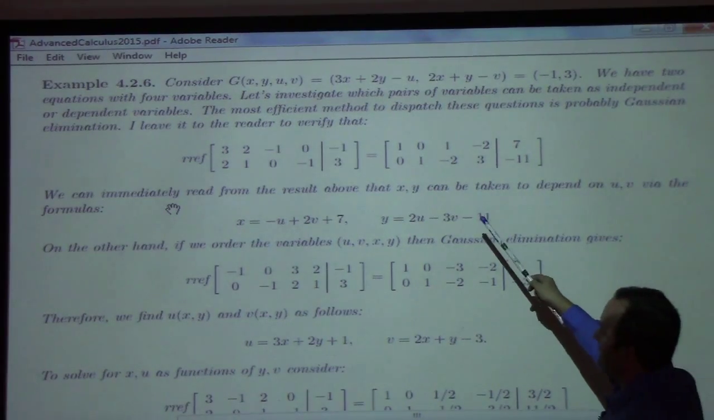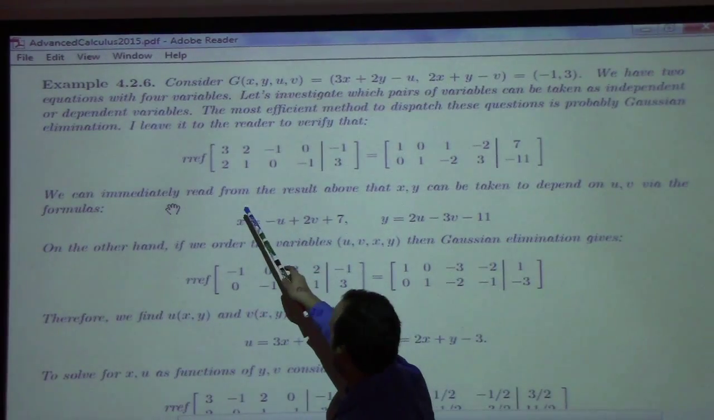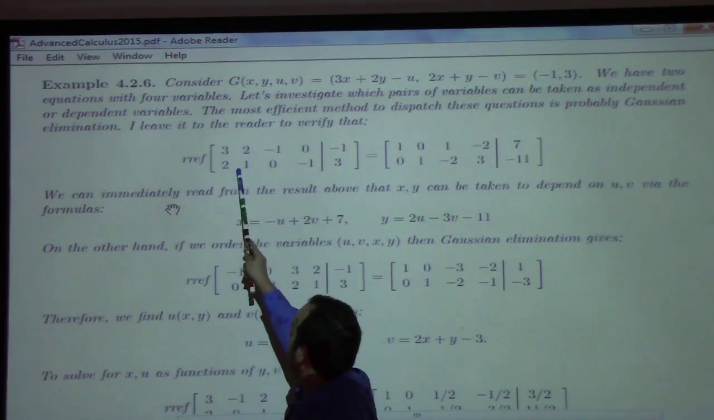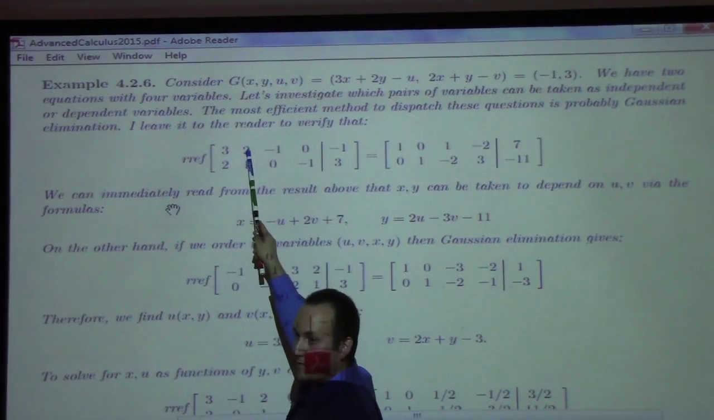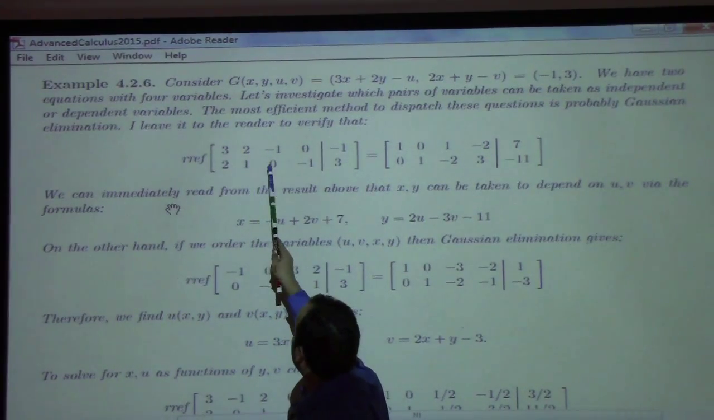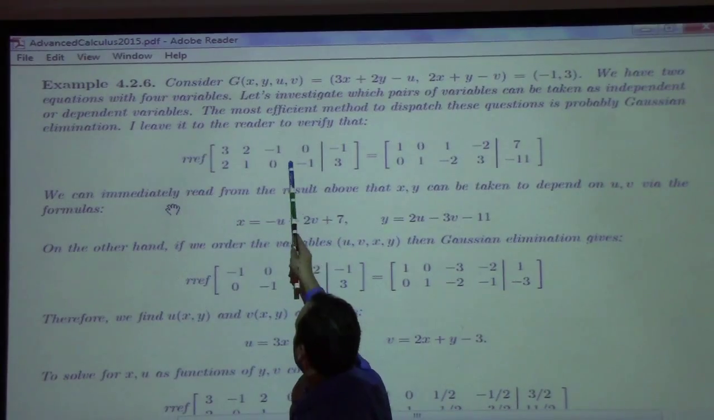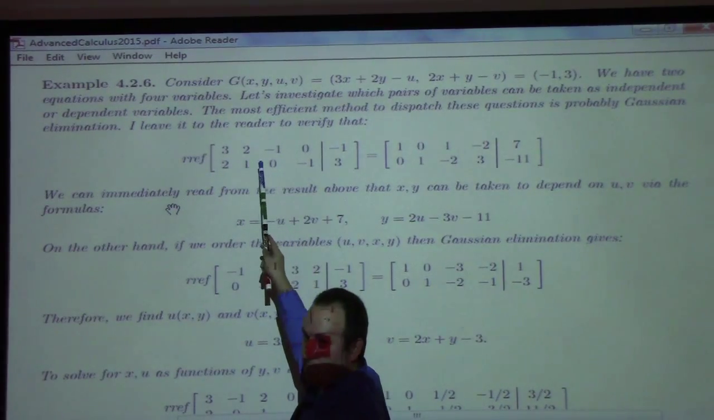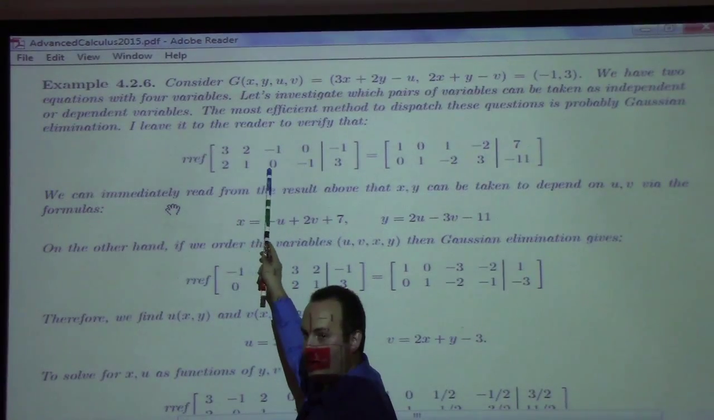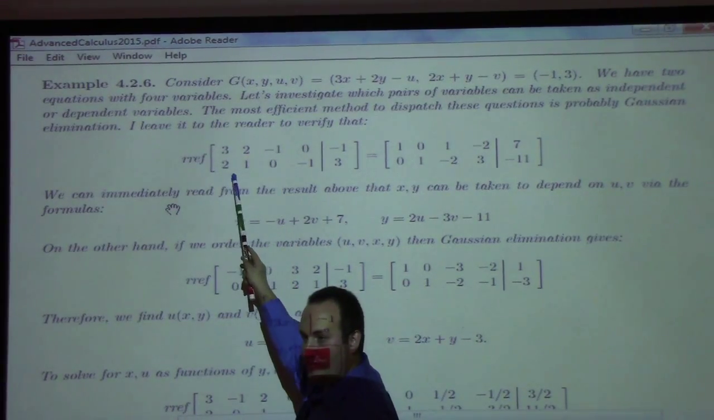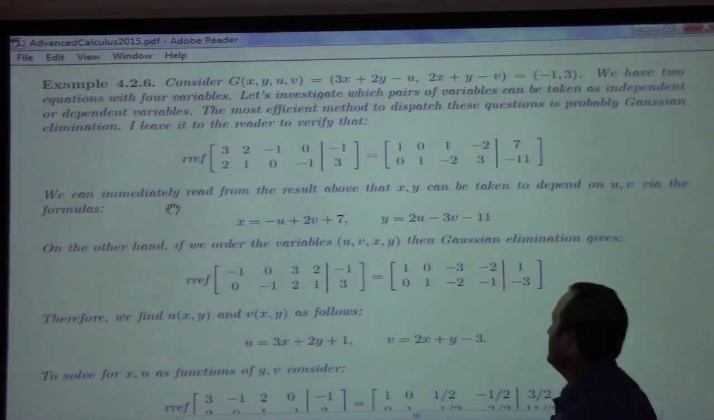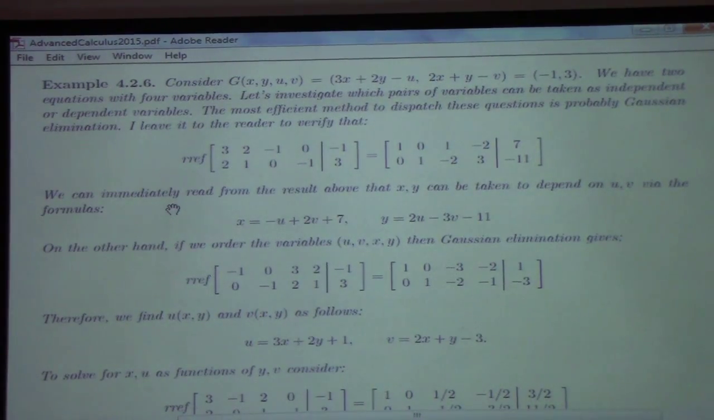And so again, if I want to see if I can solve for x and y in terms of u and v, I need to look at this matrix. If I want to solve for y and u in terms of x and v, I look at this matrix. Is it invertible? You look at the submatrices corresponding to the columns of the variables you wish to eliminate. And depending on whether or not those are invertible, you may or may not be able to solve.